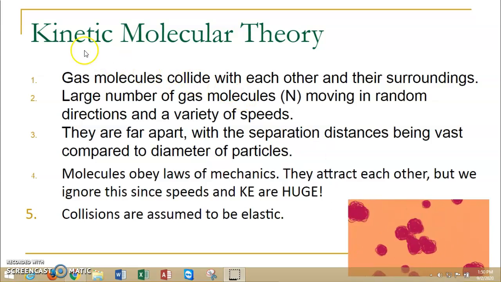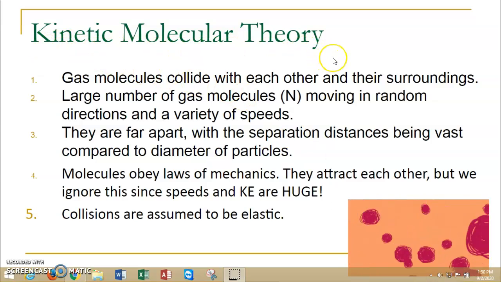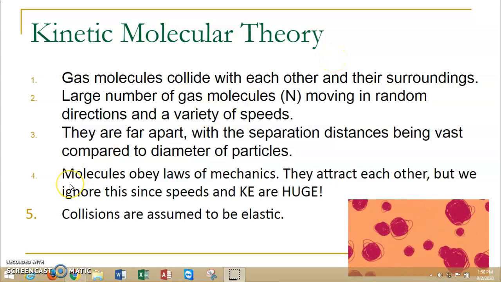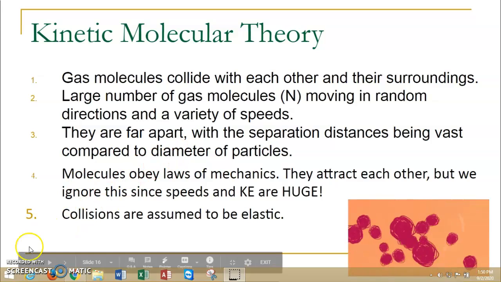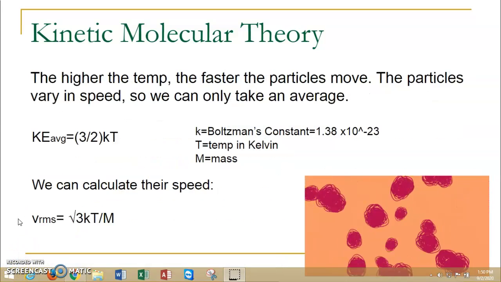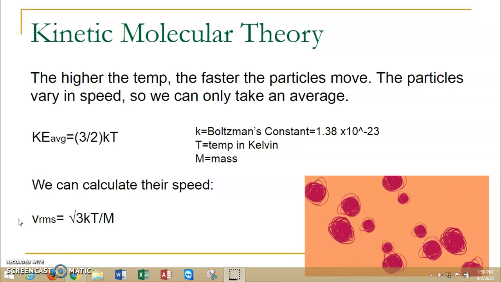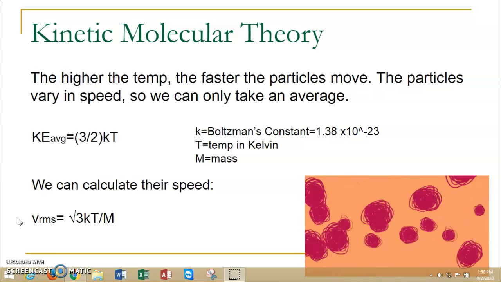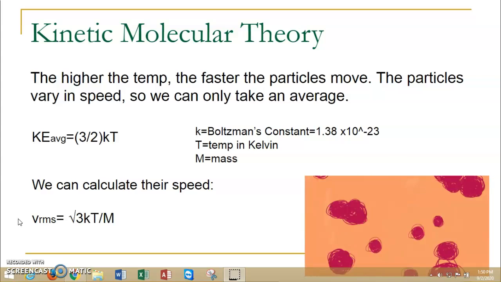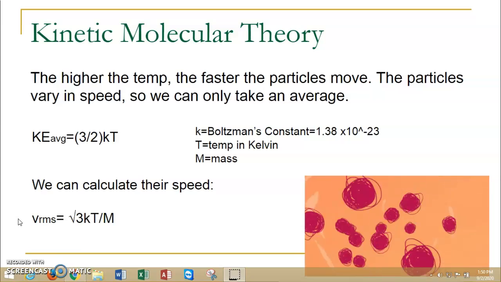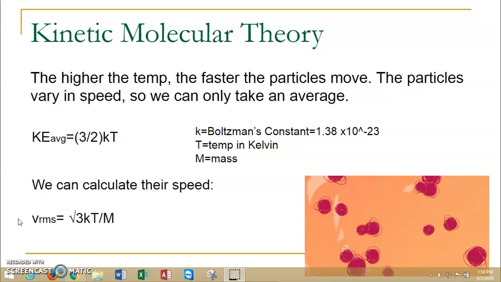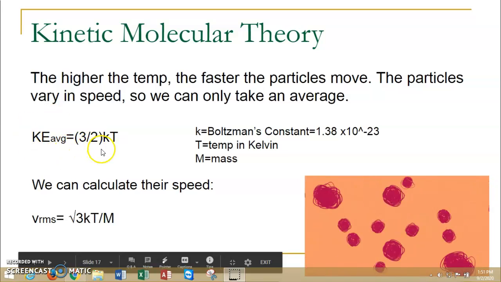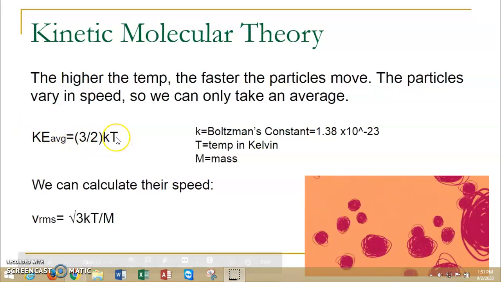Okay, and so this is the idea behind kinetic molecular theory, and it's grounded in all the stuff you learned in AP1. Okay, last thing here. The higher the temperature, the more kinetic energy, right? The faster that all these little particles move. We can only take an average because there are so many particles and they're all moving at slightly different speeds, and so this idea of an average kinetic energy is 3/2 times small k times T.